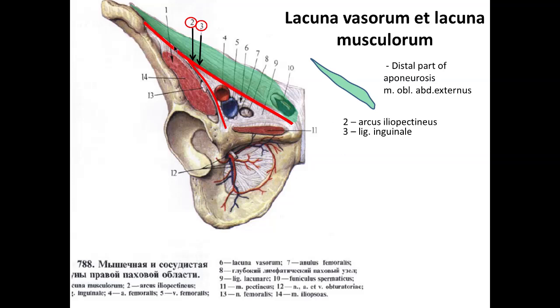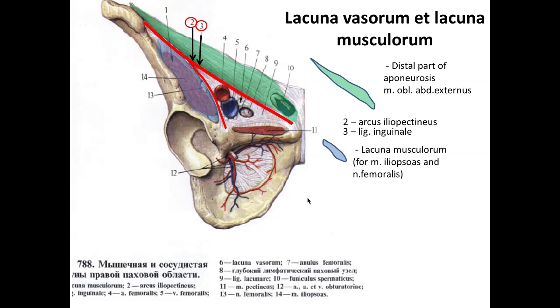It's a fascial sheet which inserts to eminentia iliopubica on the bone, and arcus iliopectineus divides this space into two parts. And now let me colorize the lateral part which is lacuna musculorum.